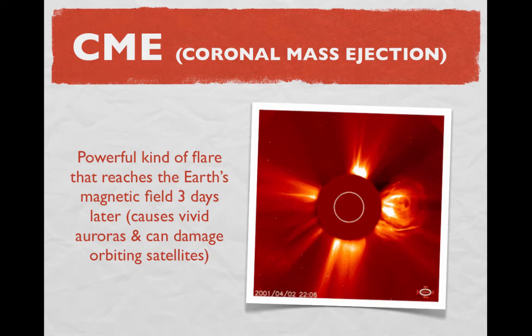A CME is a coronal mass ejection. It is a powerful kind of flare that reaches the Earth's magnetic field 3 days later, and that can cause really vivid, beautiful auroras, and consequently it can damage orbiting satellites.